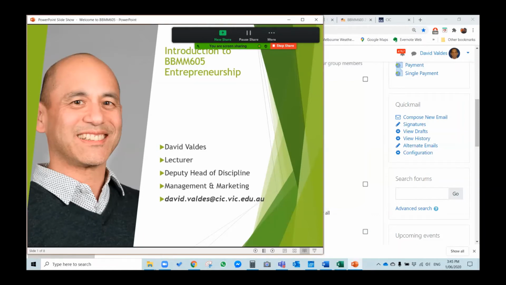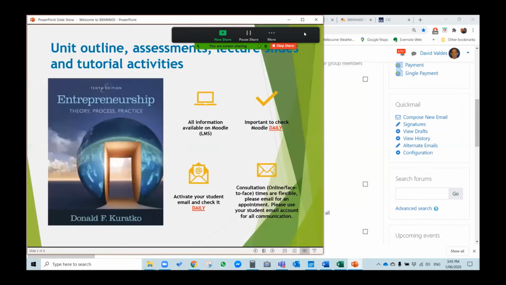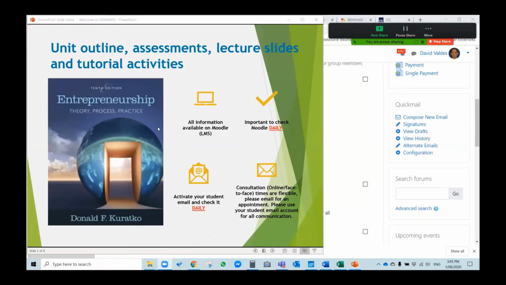So we're doing this introduction. The unit outline is available. All this information, including your assessments and lecture slides, is available on Moodle. This is the basics. I'm supposed to let you know about these things, but I'm assuming that because you're third year, you should know this by now.